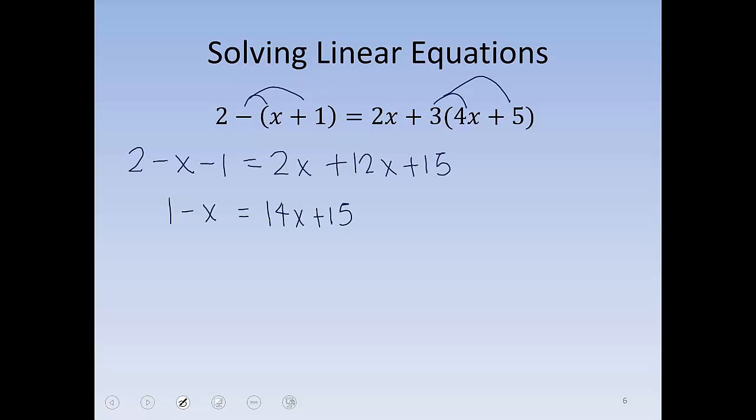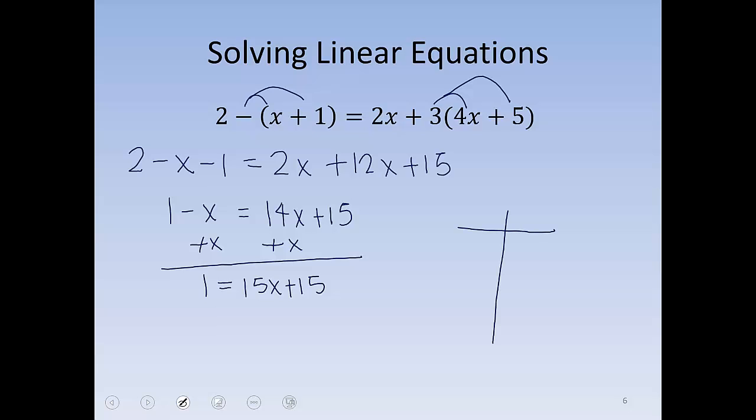Once again, all we need to do is put all of our x's in one location, and I will use an inverse operation of addition to make that happen. And that leaves me with 1 equals 15x plus 15. From this point, you can solve this using a two-step equation and just go ahead and follow those two operations. But we're going to continue in the manner I started.